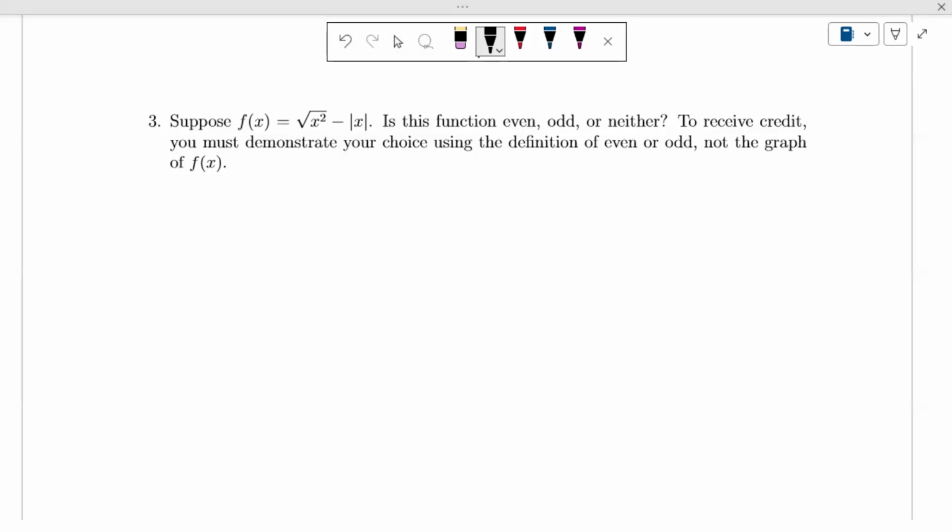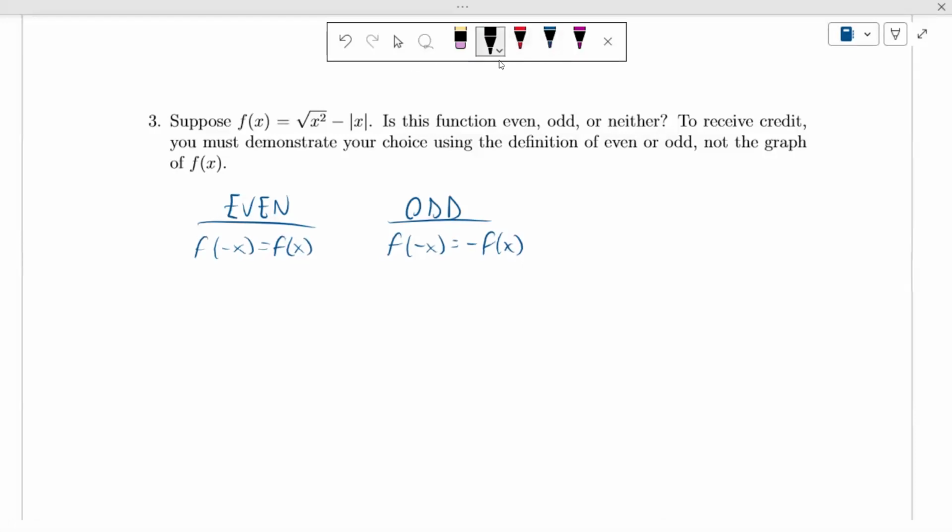So as a little reminder over here, and I don't expect you to write this on the exam, so let me go ahead and put it in a different color here, right? The definition of even is that f of negative x simplifies to be the same thing as f of x. And the definition of odd is that f of negative x simplifies to just be negative f of x. Like you can factor a negative out of all the terms, basically.